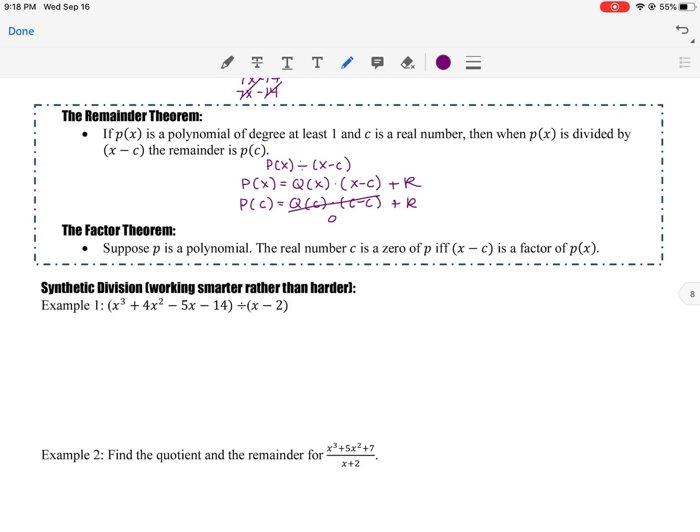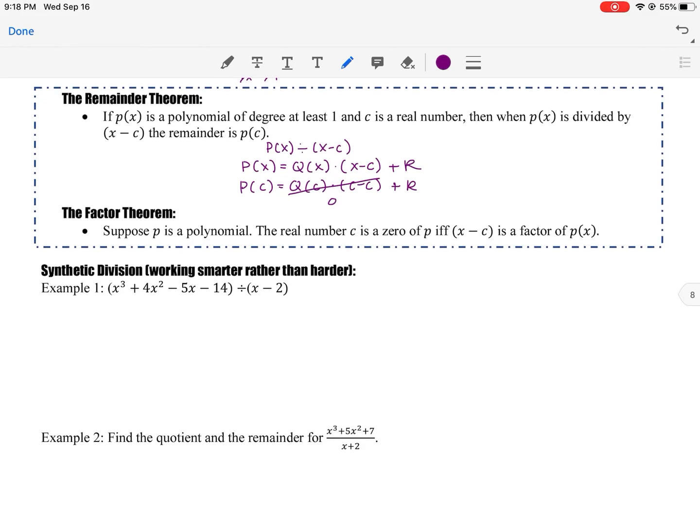Okay, so this one, let's go ahead, same example, but we're going to work smarter rather than harder. Let's remind ourselves what synthetic division is all about. Remember, x minus 2 really means x equals 2 is the solution. I usually put that number over there on the left. There are a couple different ways you can write it. As long as you do the process, it's up to you how you go about it. So now I'm going to go ahead and write the coefficients. So I have 1, 4, negative 5, negative 14.